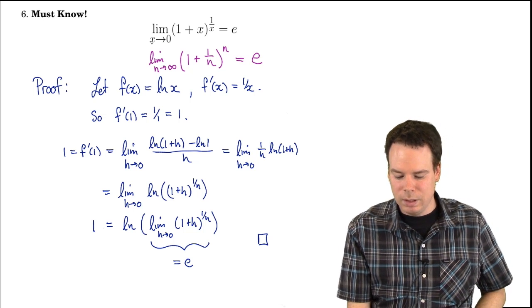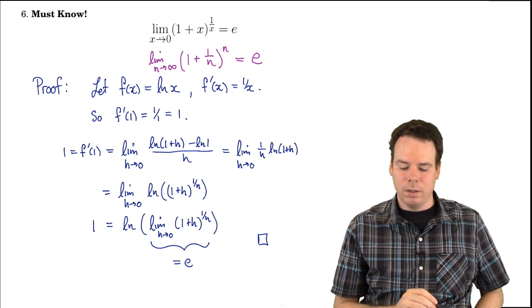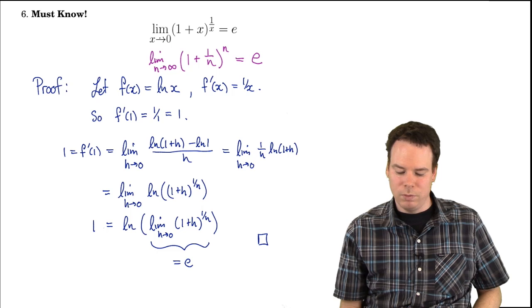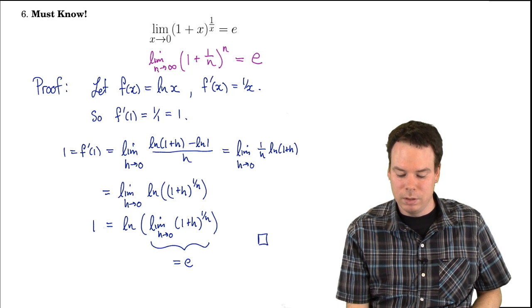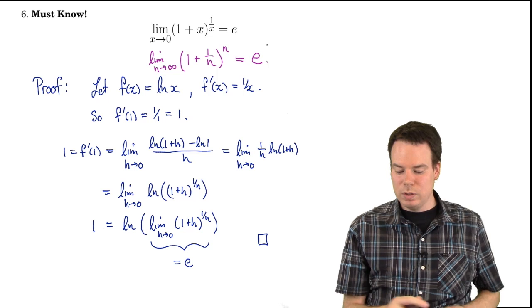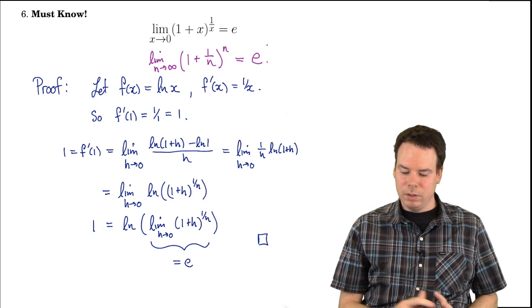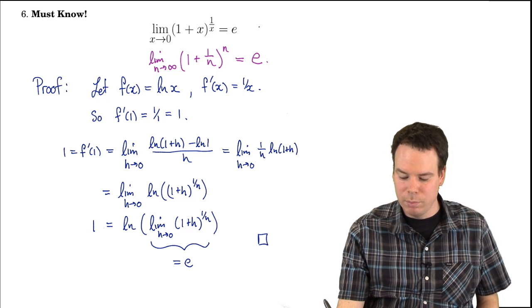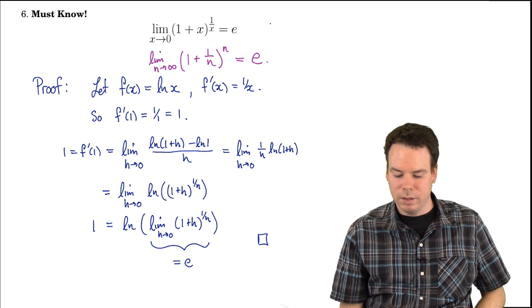I've just replaced x with 1 over n, and so if x went to 0, then 1 over n must be going to 0, so n must be going to infinity. So these are two equivalent descriptions of e as a limit. It's pretty cool that the natural number appears in this context of limits as well.